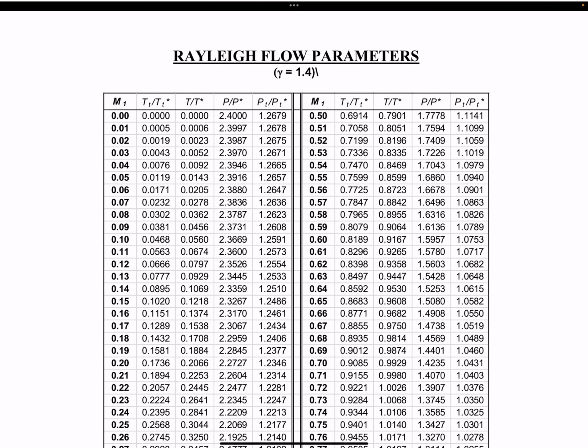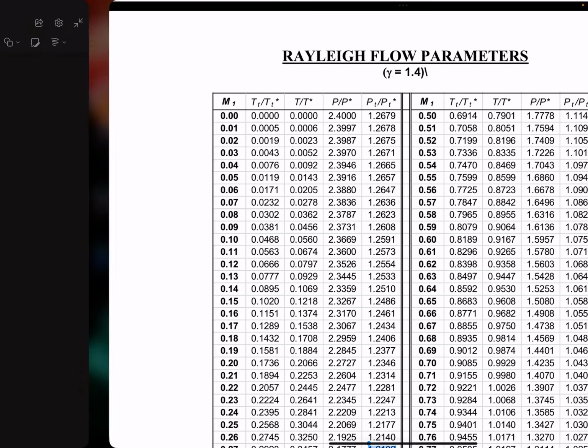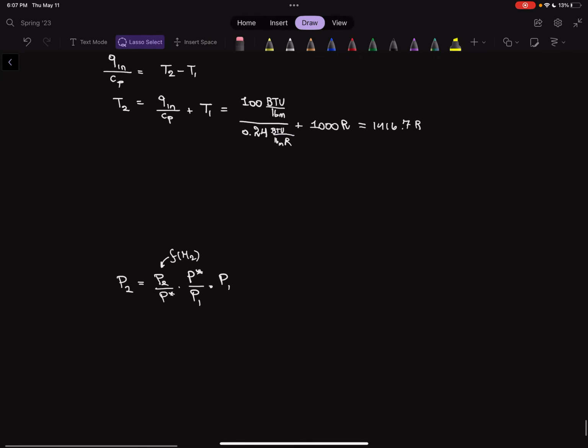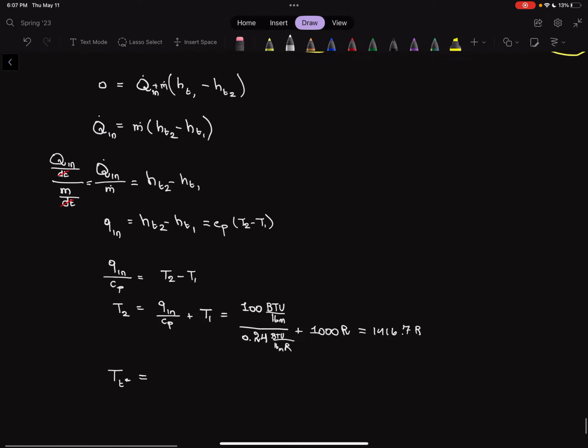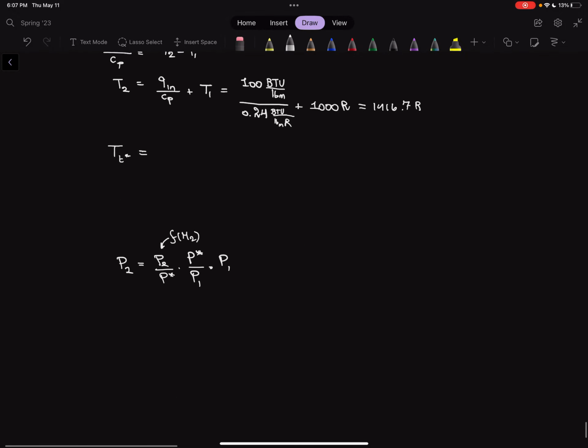And if I look at the relationships that I have available, I have the total temperature over T total star for Mach 1. I don't have it for Mach 2. But I can find TT star, which is then going to help me out, right? So what I can do is I can say, okay, well, T star for 1 is going to be the same as TT star for 2, because of that continuity idea that I showed you in the earlier video.